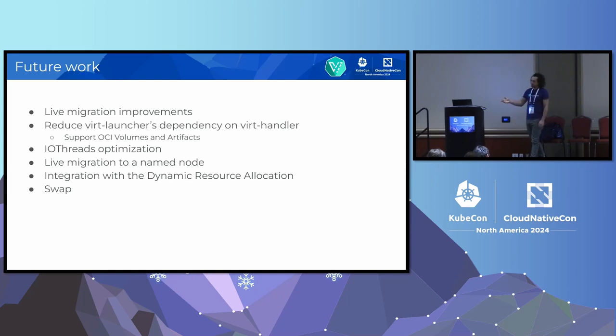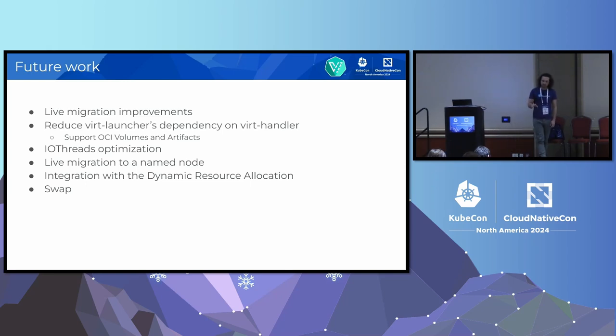And one way to reduce a little bit of this dependency is by using these new native components that are being introduced in Kubernetes, such as CSI volumes and artifacts. And this will allow us to stop using dedicated KubeVirt components, such as container disks, and use these when they become available and stable in Kubernetes.